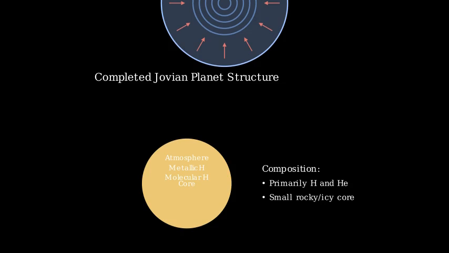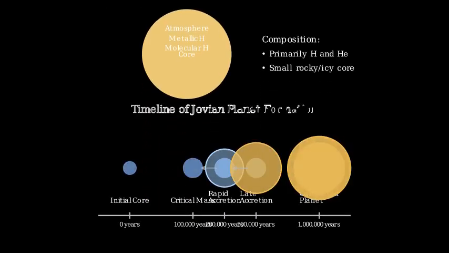After their initial formation, Jovian planets continued to evolve in several ways. First, their rapid growth was a key feature of their evolution. Once the core reached critical mass, gas accretion happened very quickly, in just a few 100,000 years. This rapid gas accumulation needed to happen before the solar wind from the young Sun could blow away the remaining gas in the solar nebula.